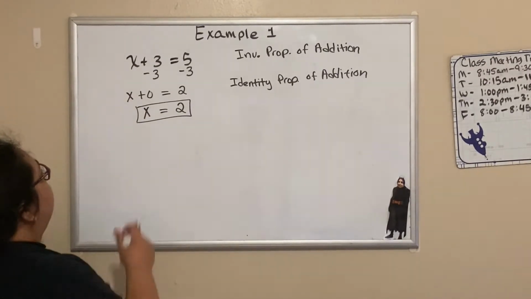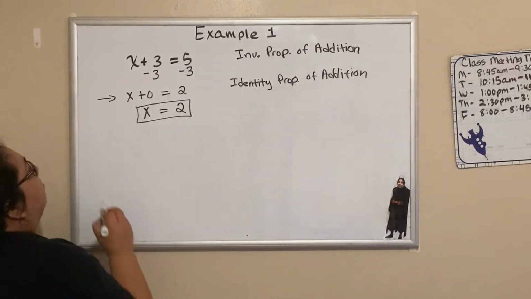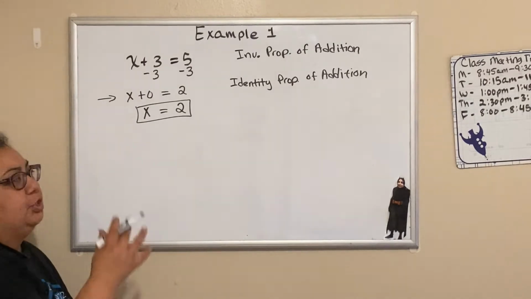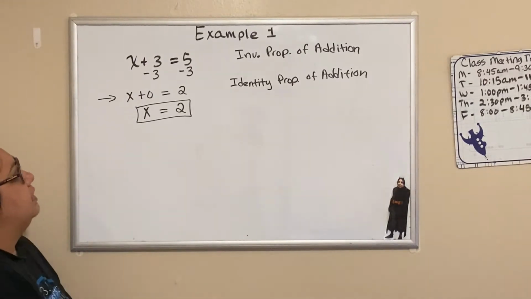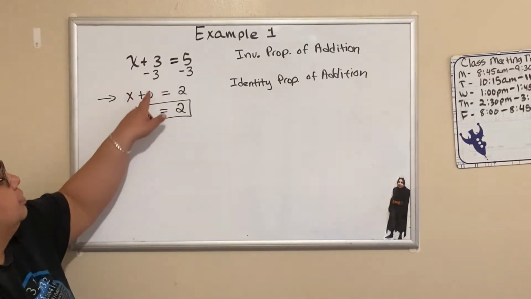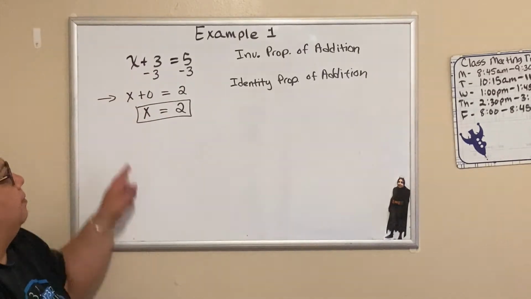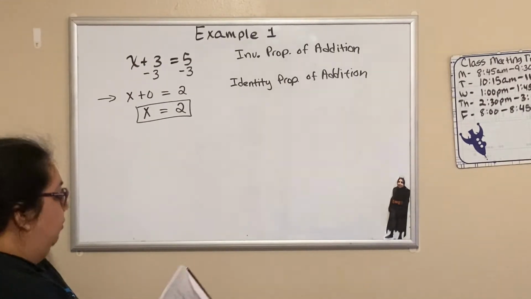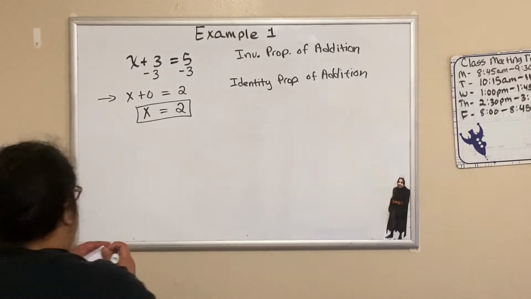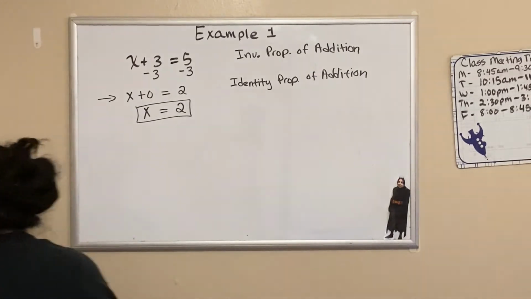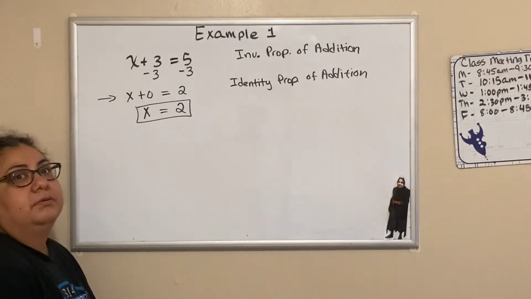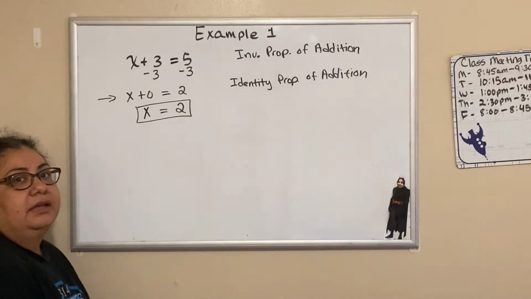Now, this step right here, the identity property, that step is normally skipped. I'm showing you right now so that you can see where our properties show up and how we use them. But this step right here would normally be skipped. Okay, so let's move on to example 2. So I'm going to erase the board. Let me stop for a second so you can pause the video and maybe write some notes down for a second.